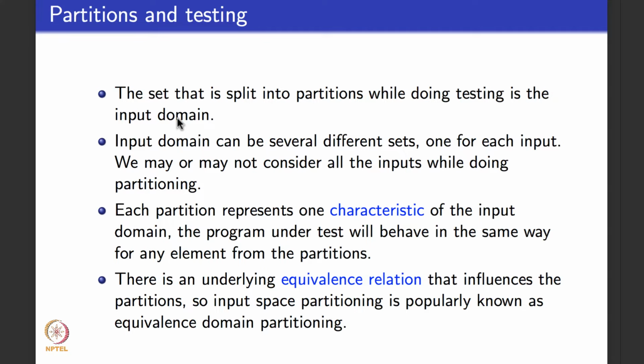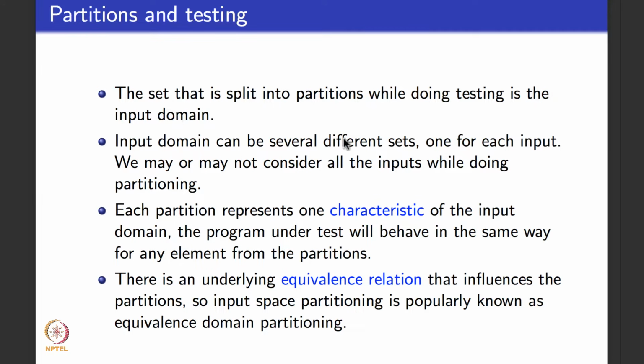For example, if a program has let's say 2 Boolean inputs and let's say 1 integer input, then the input domain will be the set 0, 1 for 1 Boolean input, cross producted with 0, 1 for the second Boolean input, cross producted with the domain of integers based on the kind of computer the program is going to run on. So that's the set that we're going to take and partition.